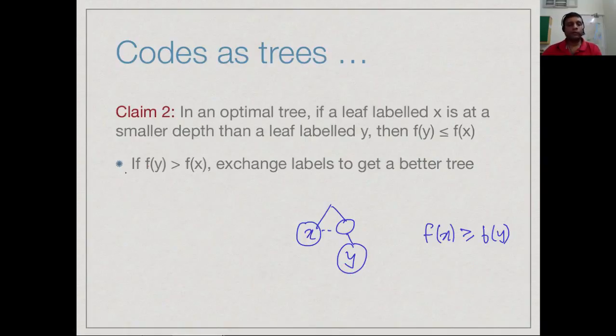Because if f of y were bigger than f of x, that is, if I had more y's than x's in my text, then I would just exchange these two, right? I would find a better encoding by putting y here and x here. Because now if I do f of y times the depth of y in this tree, it will reduce because the depth of y is reduced and this is a higher multiplier. So therefore, if I had a higher frequency letter below, then I could exchange letters and get a better tree. And that doesn't happen in an optimal tree. So in an optimal tree, if I go down the tree, I'll only find lower frequency letters.